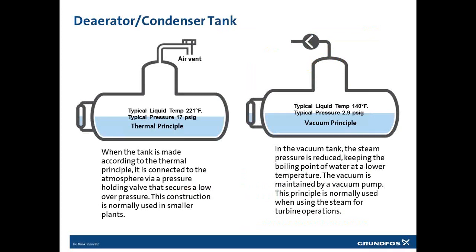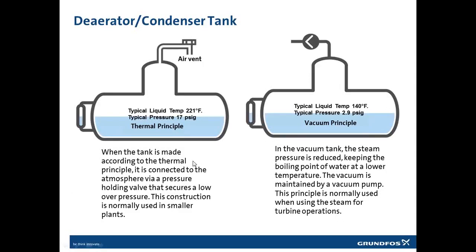We have two types of deaerators, and in this session we will concentrate on one of them. That's the one with the thermal principle, where we run at a typical pressure of 17 psig, and that gives us a liquid temperature of around 221 degrees Fahrenheit. Normally used in smaller plants.